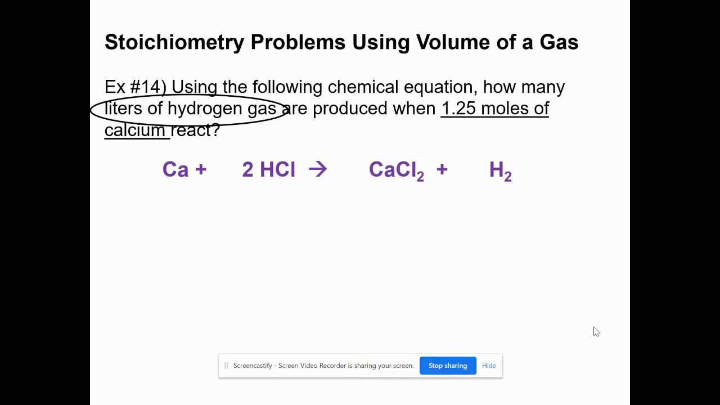So here's an example of a Stoich problem. We have a balanced equation, and the question is how many liters of hydrogen gas, H2, are produced when 1.25 moles of calcium reacts. So the equation says 1 mole reacts with 2 moles to make 1 mole and 1 mole.